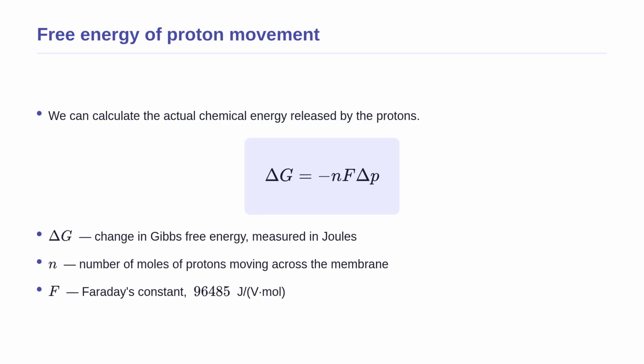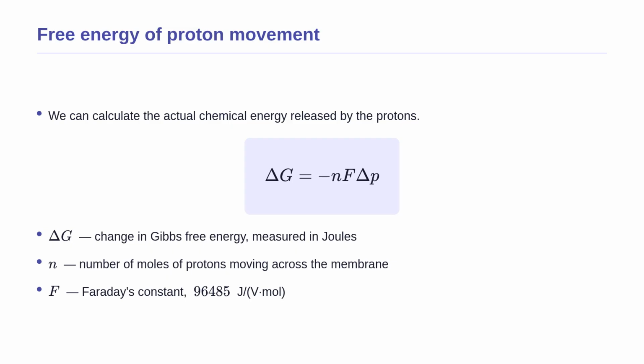Delta G represents the change in Gibbs free energy, measured in joules. The variable N is the number of moles of protons moving across the membrane. F is Faraday's constant, representing the charge of a mole of electrons. And delta P is the proton motive force we just calculated, but it must be in volts.